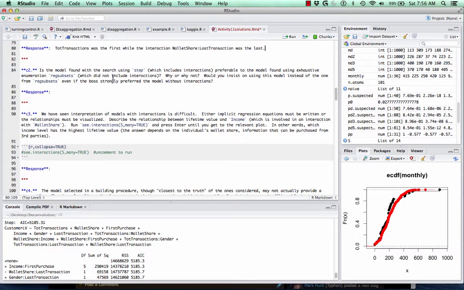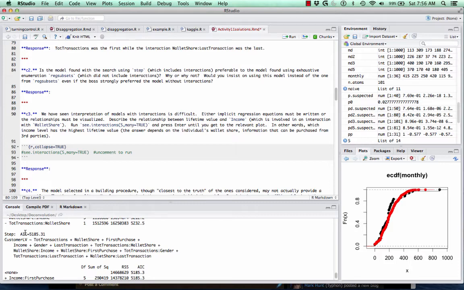Is the model found with the search using STEP preferable to the model found using the exhaustive enumeration, reg subsets, going through all possible ways we could build this model? All right, well, we'll compare the AICs of these two models, and it looks like the AIC of the model found in the search is this.